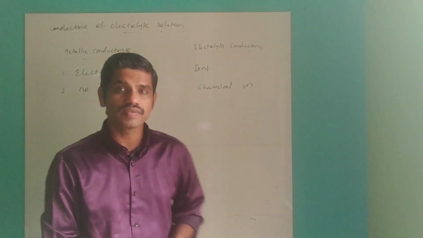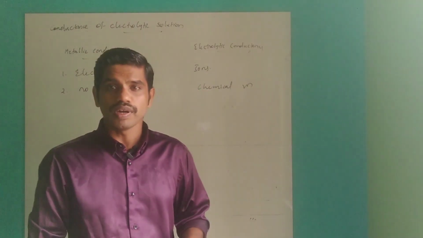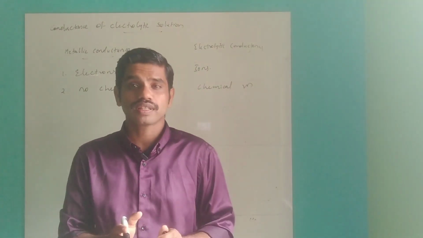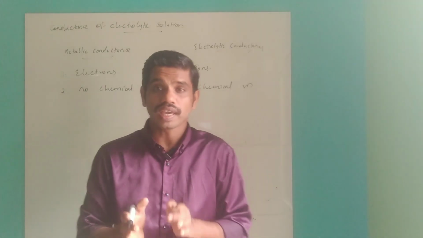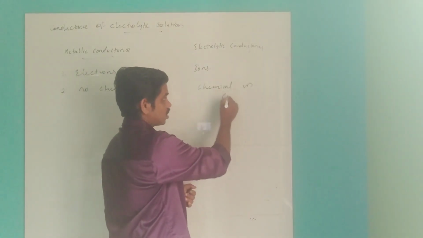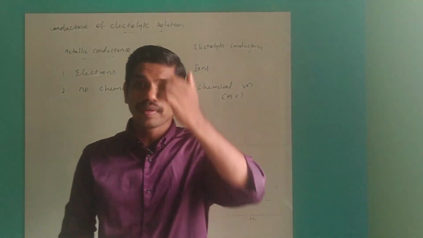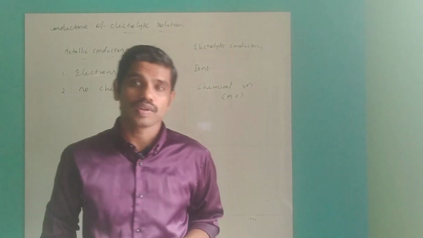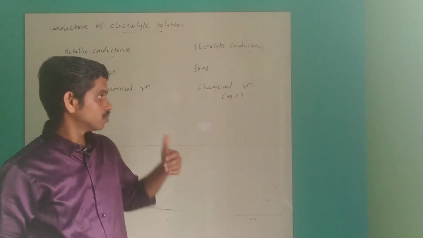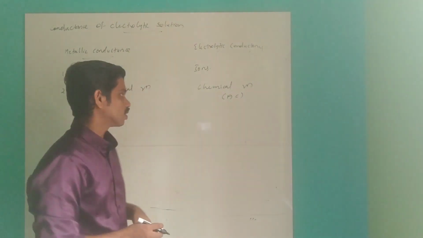Chemical reaction will take place, but here we are measuring the conductivity using AC current. If we pass DC, then the reaction will occur. So it can be avoided by passing AC current.